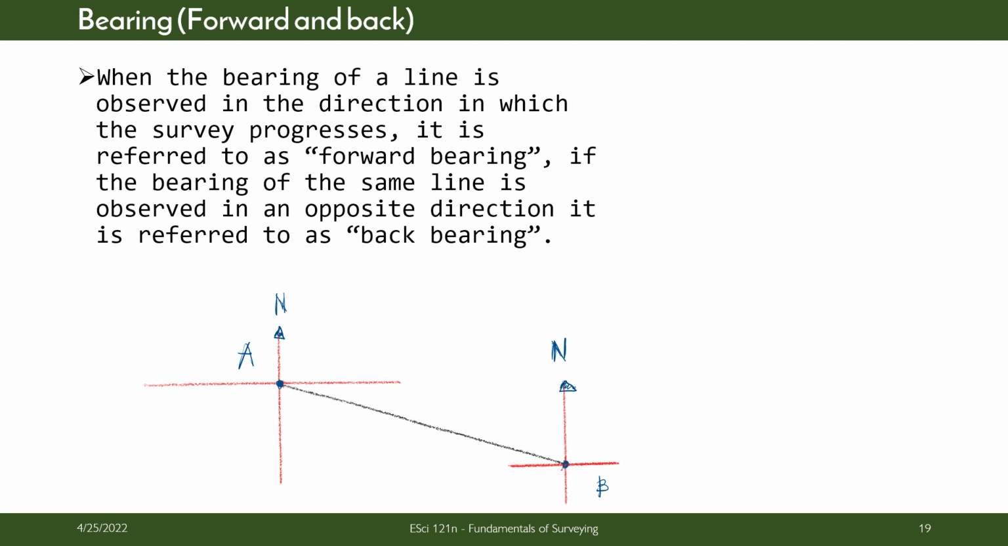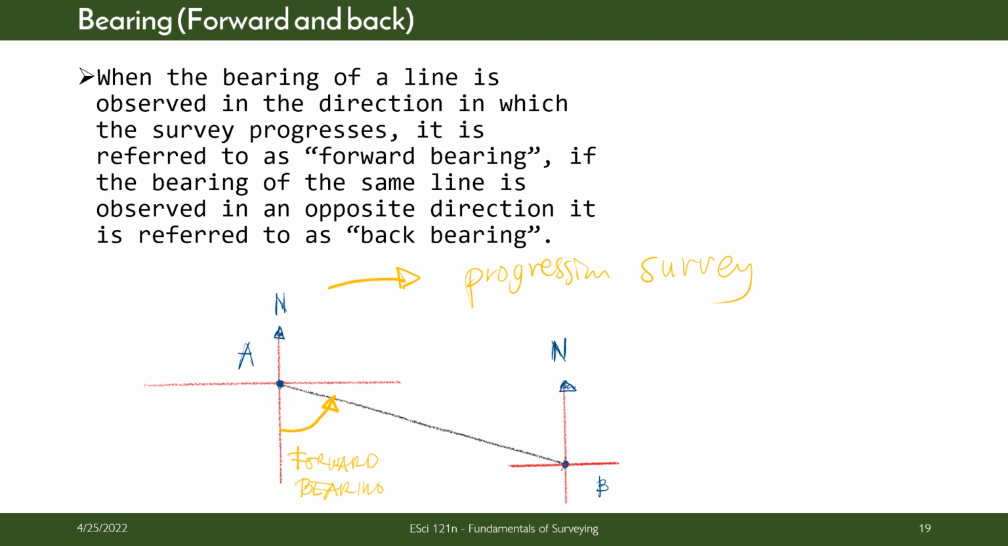Given that this meridian is specified as a specific meridian, let's say true meridian, this is your true north. Therefore, for this figure, line AB, given that this is the progression of the survey, so this is where you're leading to. This is what we call the forward bearing.